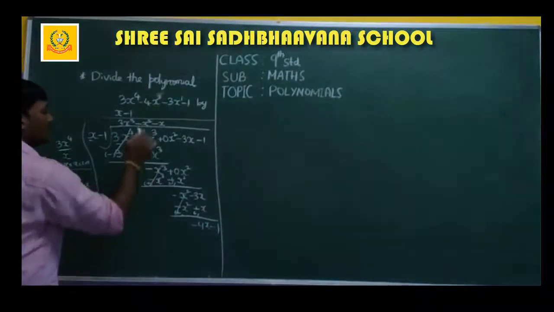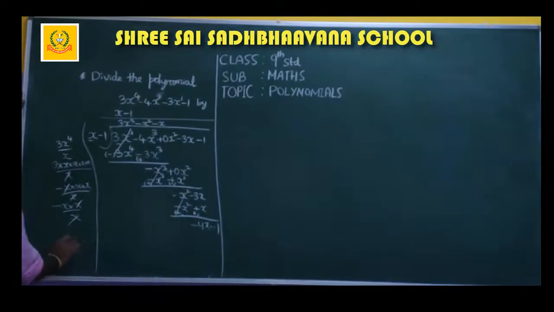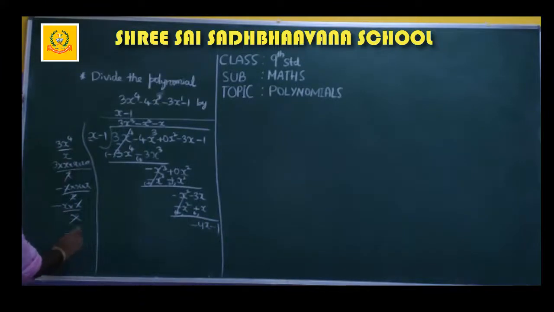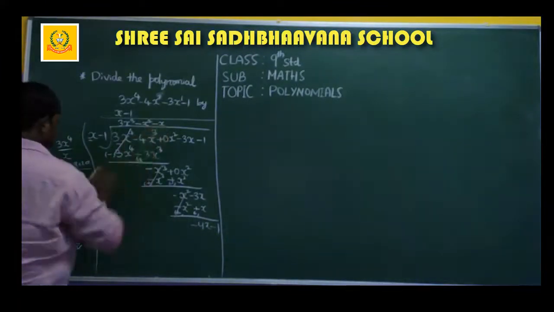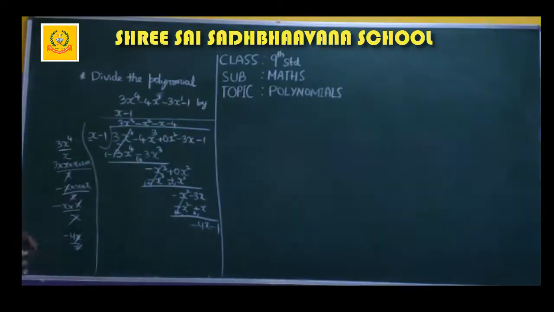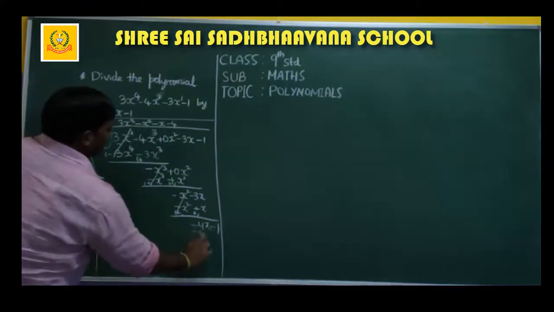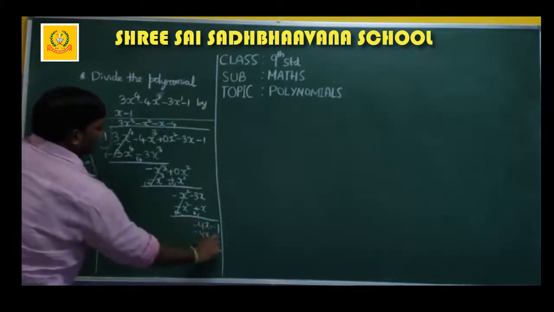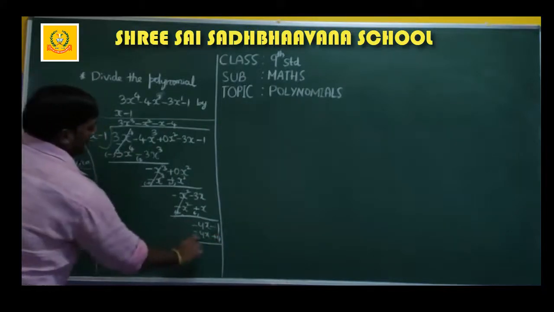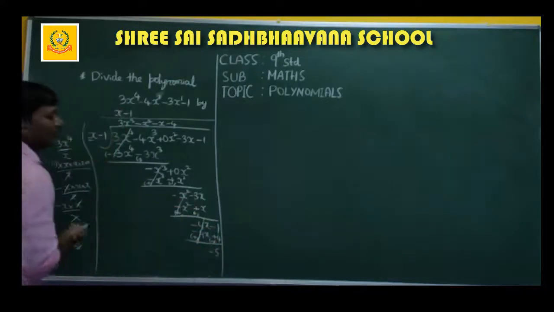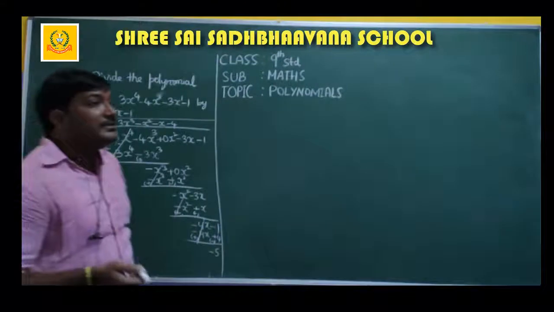Now same procedure we have to follow. What is the first term here? Minus 4x. And what is the first term here? x. So x will get cancelled. You will be left with minus 4. Sign is very, very important. If you don't write this minus 4 there, your sum is completely wrong. So be careful with the signs of the numbers. Minus 4 into x, minus 4x, and minus 4 into minus 1, which is plus 4. And subtract. These signs will change, and minus 1 minus 4 is minus 5. So we got minus 5 as the remainder.